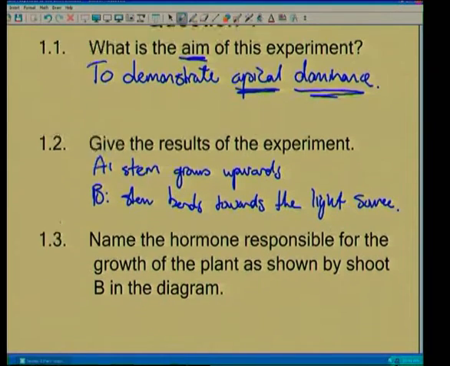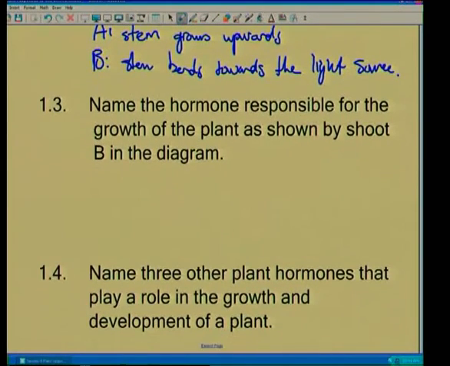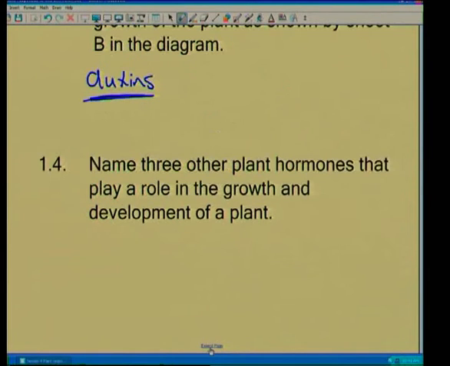Now, name the hormone responsible for the growth of the plant as shown by shoot B in the diagram. People, I don't even want to think that you don't know the answer here. It is auxins. And name three other plant hormones that will play a role in the growth and development of a plant. Now remember, the first one sounds like it comes from, what is the one that they had, the Lord of the Rings?